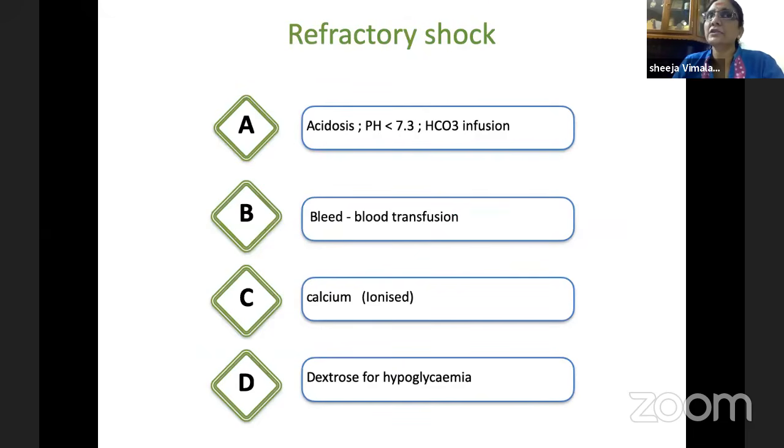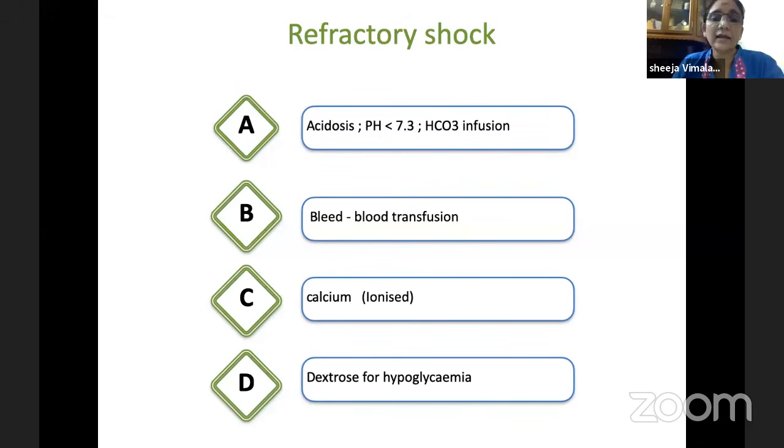This is the only indication, the only shock where you're advising bicarbonate to be given as a management strategy, because acidosis favors bleeding. So you don't want the bleeding to worsen. That is why you give bicarbonate early if your pH is less than 7.3. Look out for cause, look out for occult bleed, and arrange for blood transfusion as early as possible.